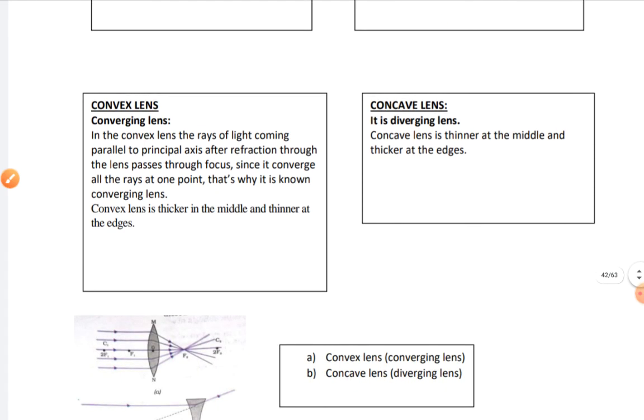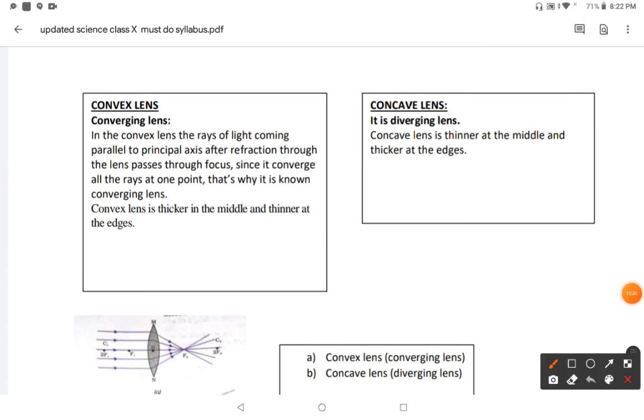Now there are two types of spherical lenses. One is the convex lens, the other is the concave lens. The convex lens is called a converging lens because all the rays of light coming parallel to the principal axis, after refraction through the lens, pass through the focus, and all the rays converge at a point, so it is known as a converging lens. But the concave lens is called a diverging lens.